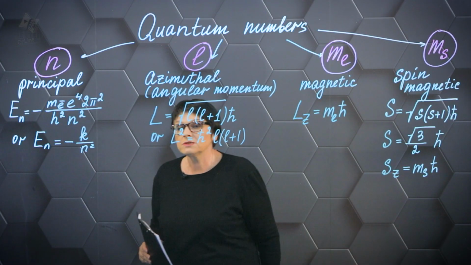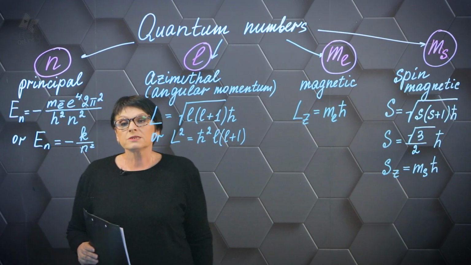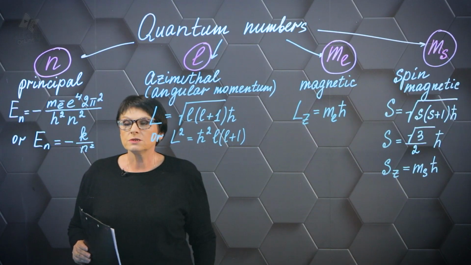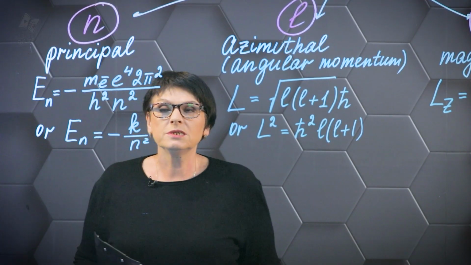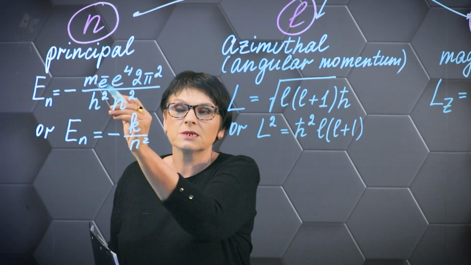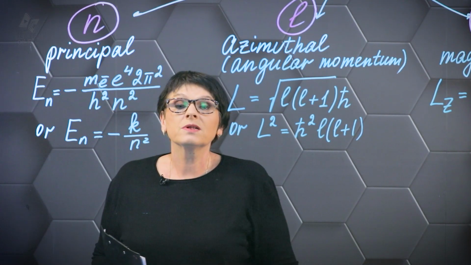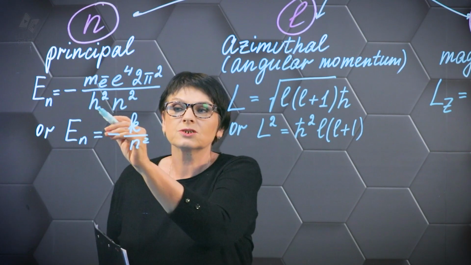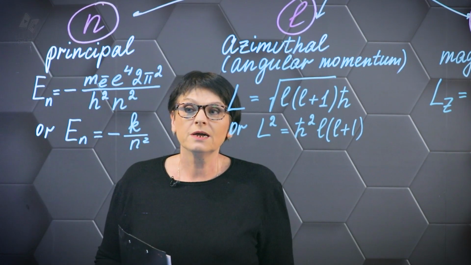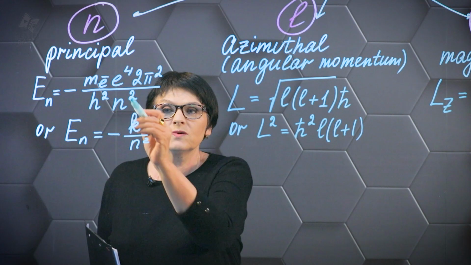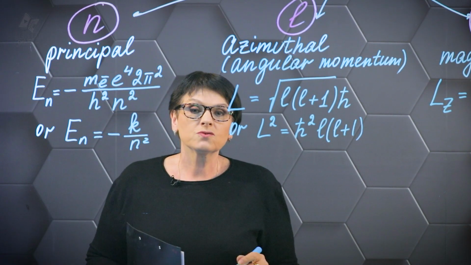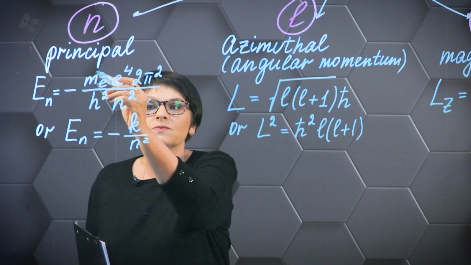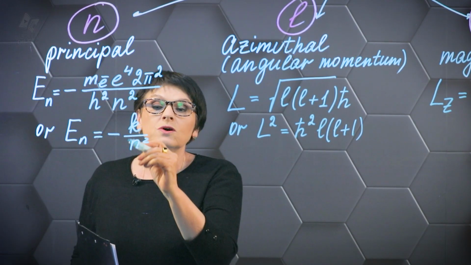So let's start with the principal quantum number. The principal quantum number itself was introduced due to the Schrödinger equation. You can see this equation here. In this equation, there's the mass of the electron, the charge of the electron, of course, the pi number, as well as the frequency constant and the principal quantum number. You can see it here. We can simplify this formula and write a shorter version of it, where K would be an expression that deals with everything except this number N.